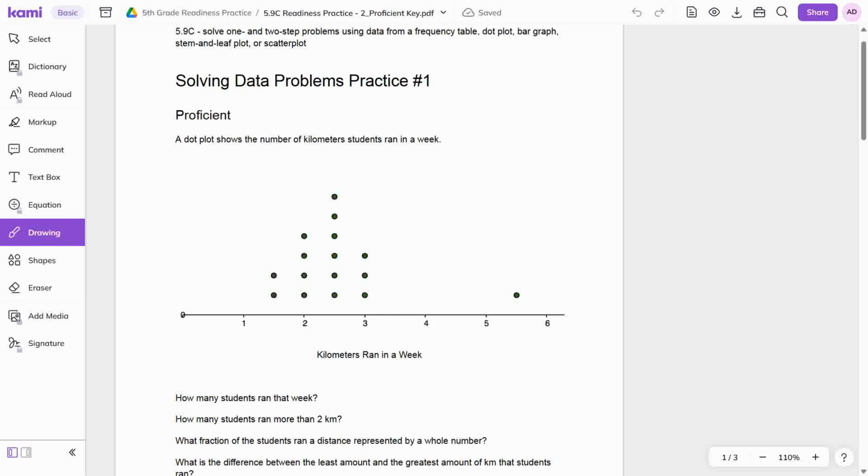Hello, and welcome to 5 Minute Math. Today we are looking at the fifth grade concept of solving data problems. This is 5.9c Readiness Practice, the Proficient version.